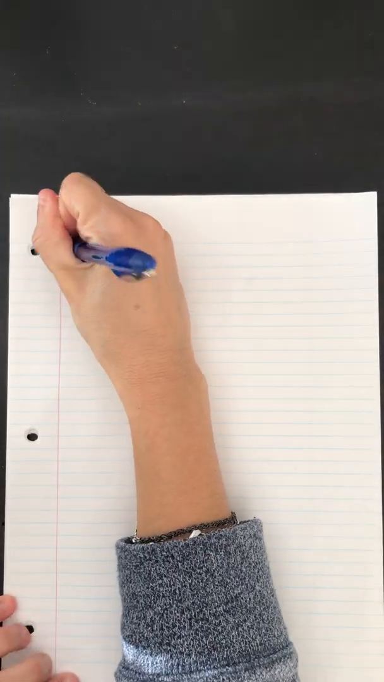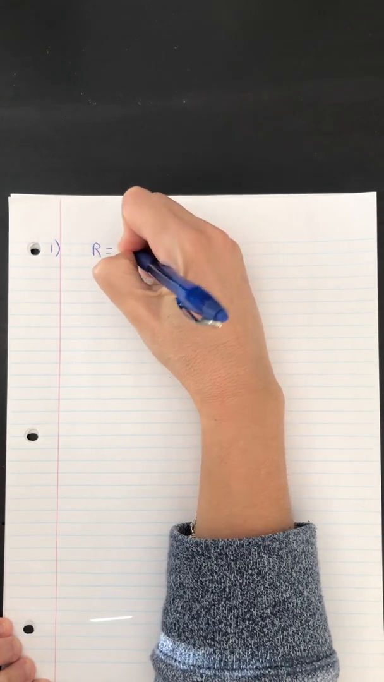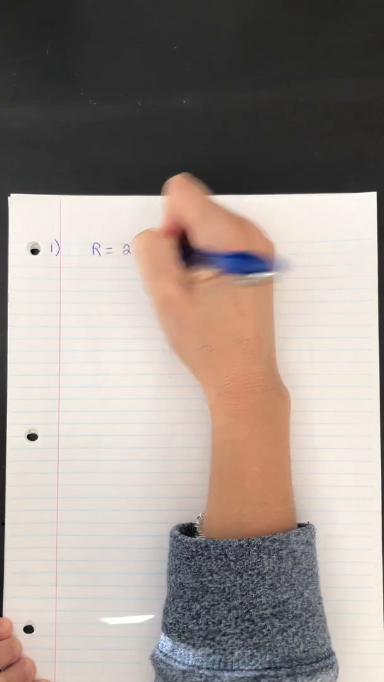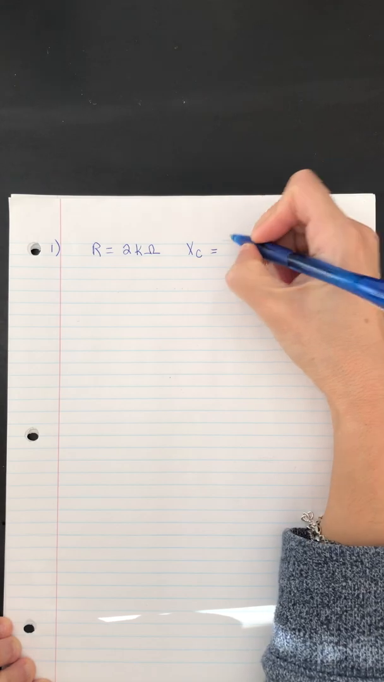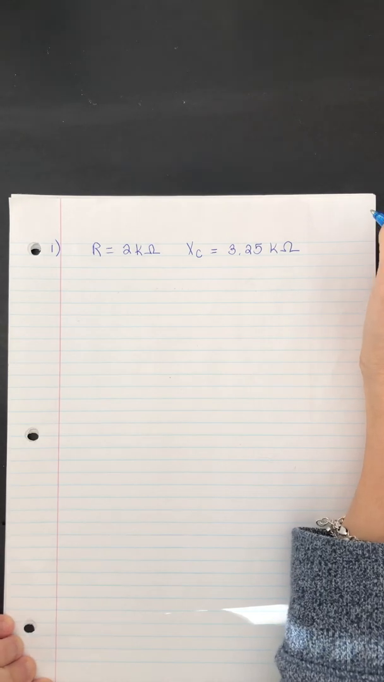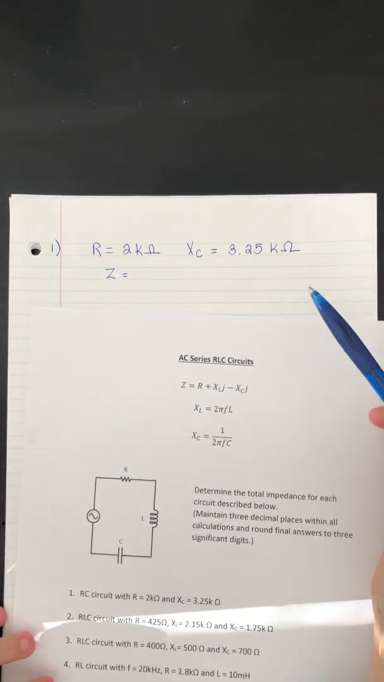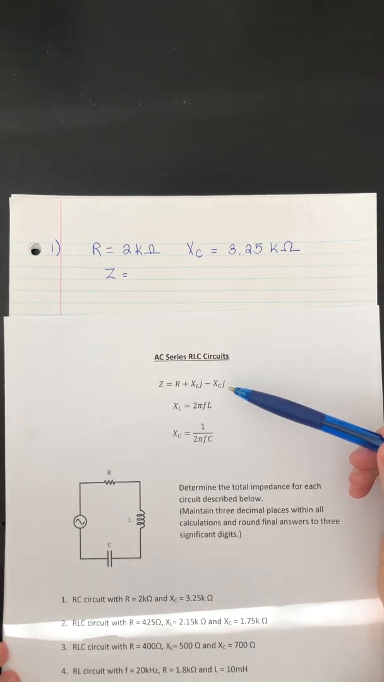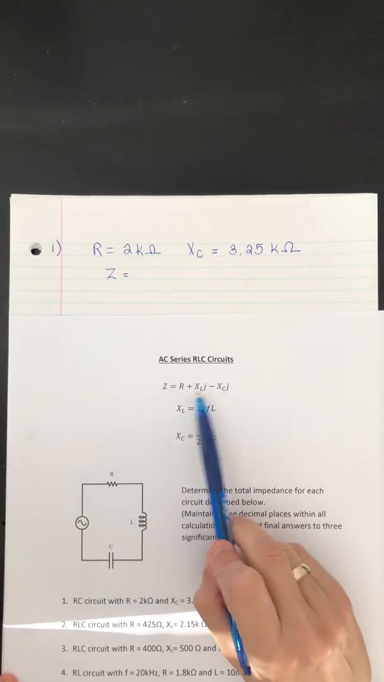So here we go. This is problem 1. And what do we have? We have the resistance is 2 kilo ohms. And the capacitive reactance is 3.25 kilo ohms. Now the formula for Z is right here, but since we do not have an inductor, we won't have this middle term. So we're just going to use R minus XC times J.